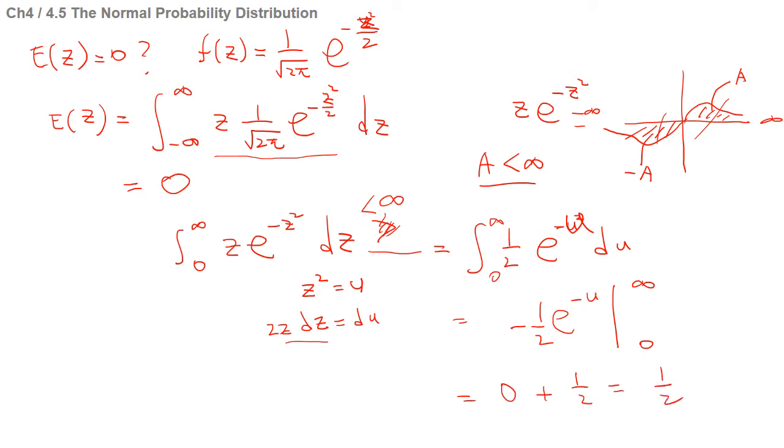So we can see that the area here is greater than 0 and less than infinity, so this can be proved. Here I used an abbreviated form: if this is less than infinity, then the integral from 0 to infinity of the inside part is also less than infinity. That's why I proved this one.